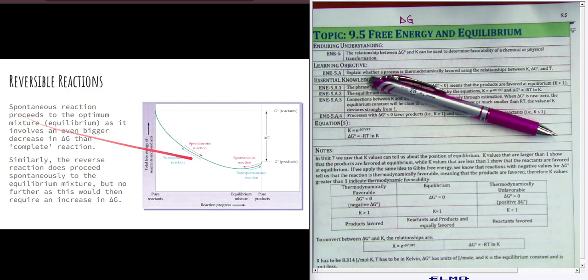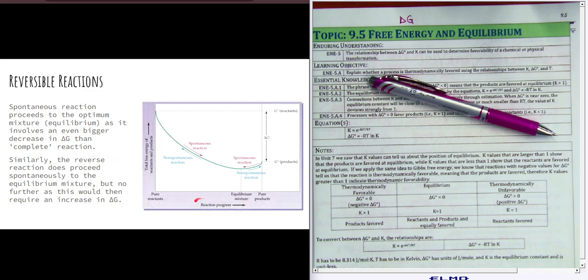So this is a great graphic. If you can get this visually, it makes a lot of sense. Spontaneous reaction proceeds to the optimum mixture, that's going to be your equilibrium position, as it involves an even bigger decrease in delta G than going to a complete reaction, period. So stop, let's go look at the graph for a second. Then I'll come back and do this one. They're saying that the equilibrium position gives us an even more negative delta G value than the completion reaction.